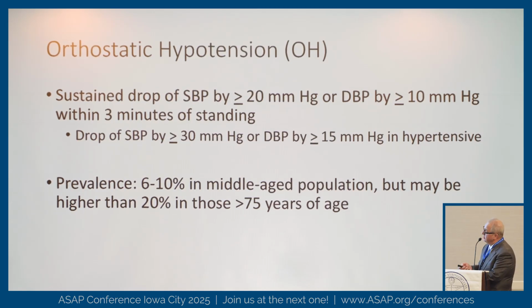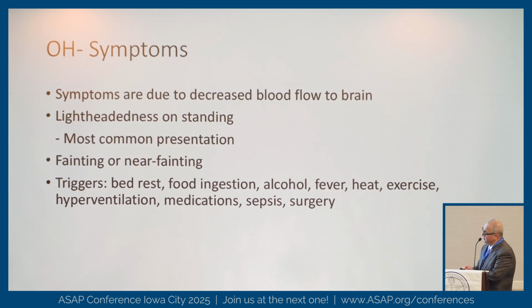Orthostatic hypotension is basically defined as a sustained drop in blood pressure, systolic by more than 20 millimeters of mercury, or diastolic by more than 10 millimeters of mercury, within 3 minutes of standing. But if you have been hypertensive for a long time, the criteria become a little more lax, and you require a drop of more than 30 millimeters if it is systolic, or 15 millimeters if it is diastolic. Orthostatic hypotension is quite common. It's about 6 to 10% in the middle-aged population, but it increases as we get older. Many other autonomic conditions also worsen as we age, and it can be more than 20% in patients older than 75. What are the symptoms?